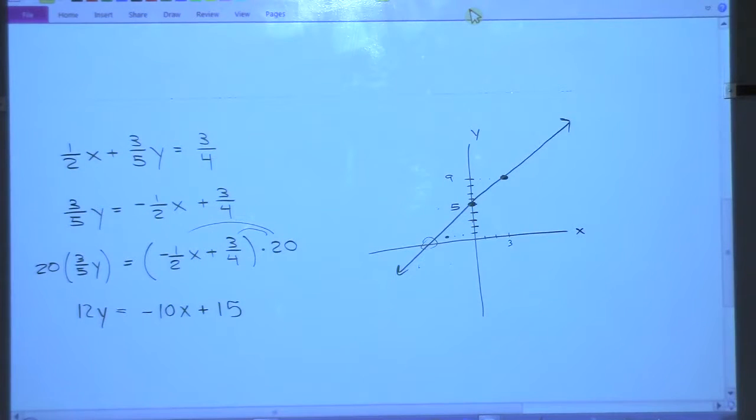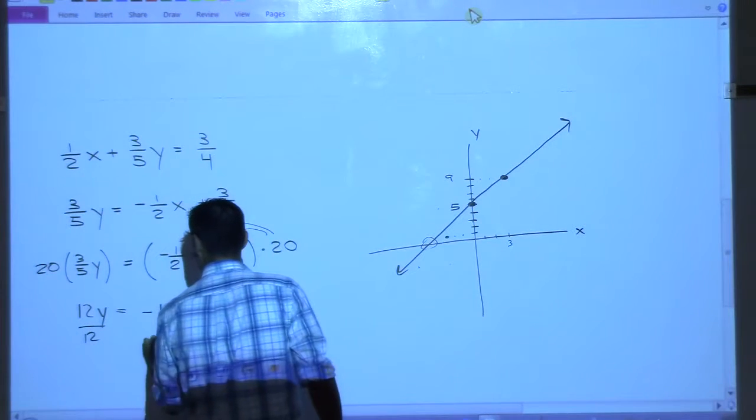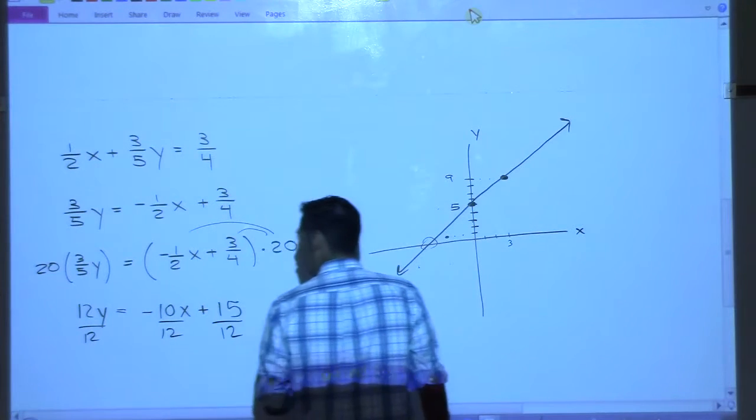Okay, since this was your idea, we'll stick with you here. So we've cleared the fractions. Now, trying to get y by itself, what would you like to do? Divide all sides by 12. Yeah, divide by 12. We divide by 12 and we'll have y, right? So let's do that. Divide by 12, divide by 12, divide by 12. Everything gets hit by 12.